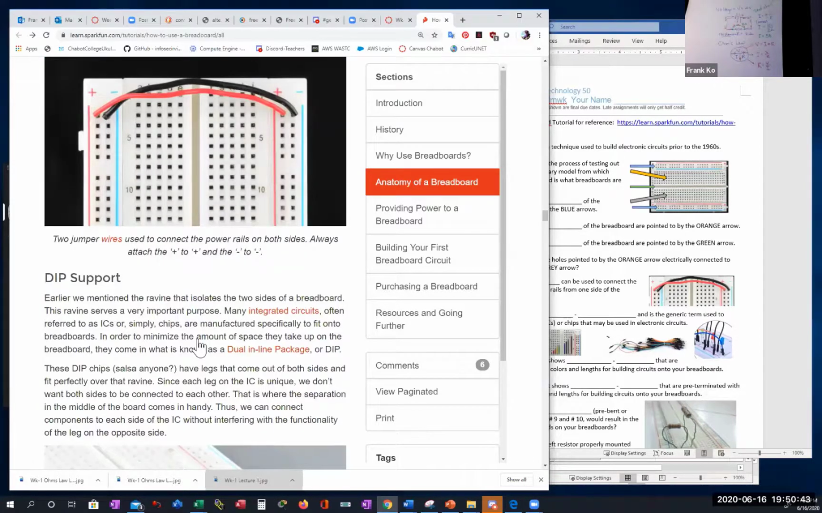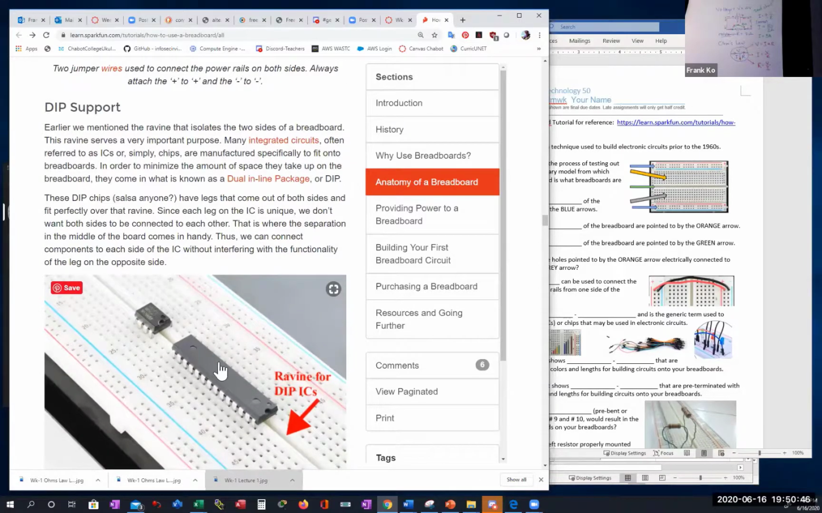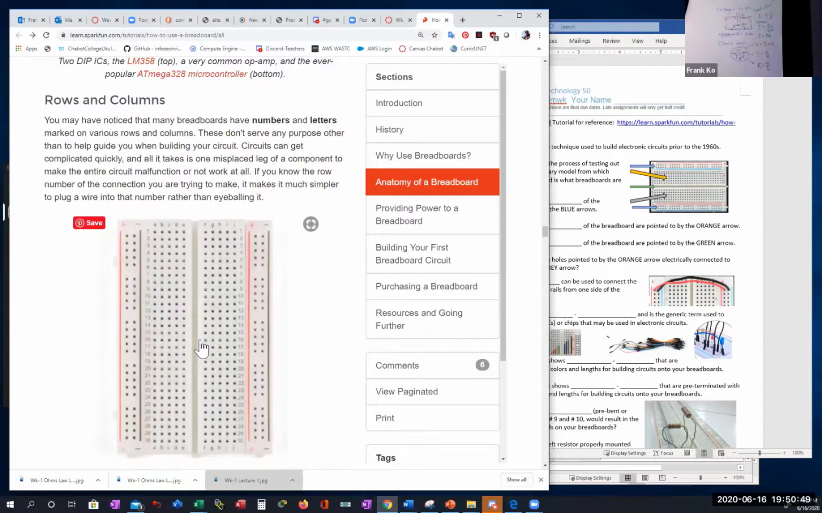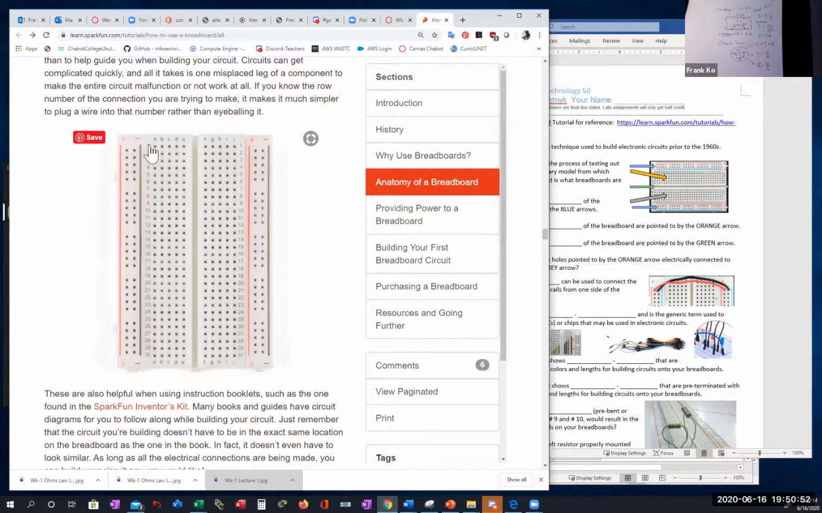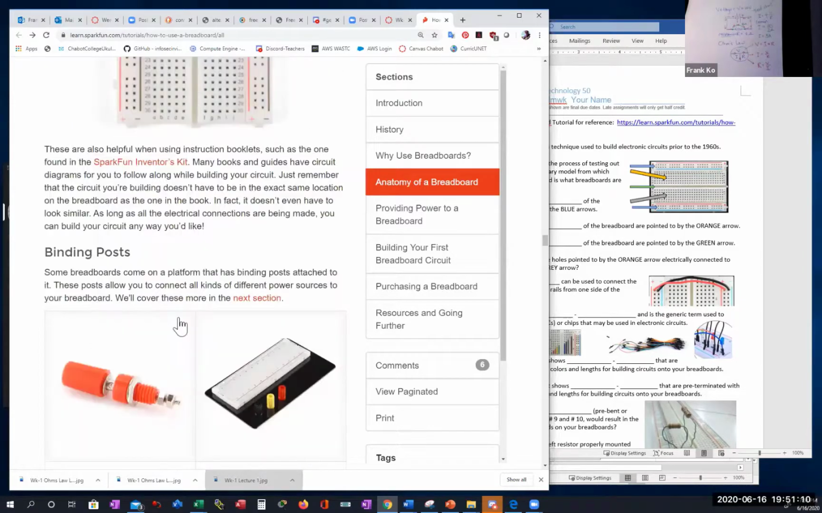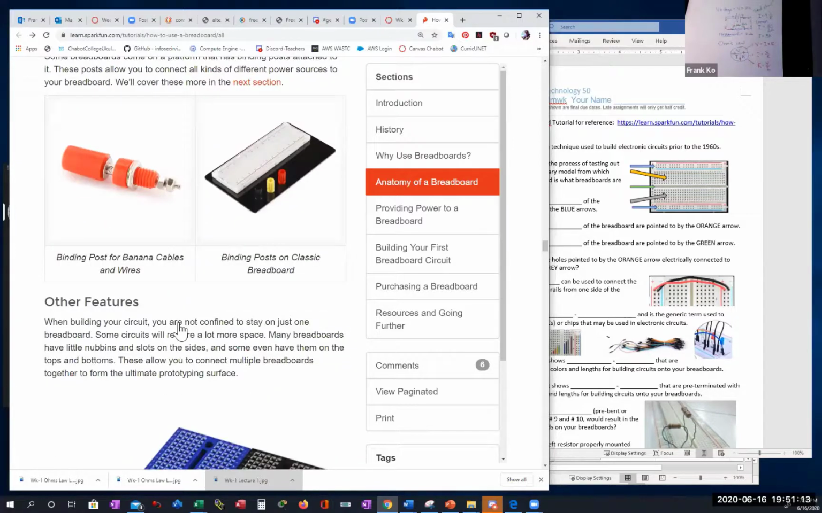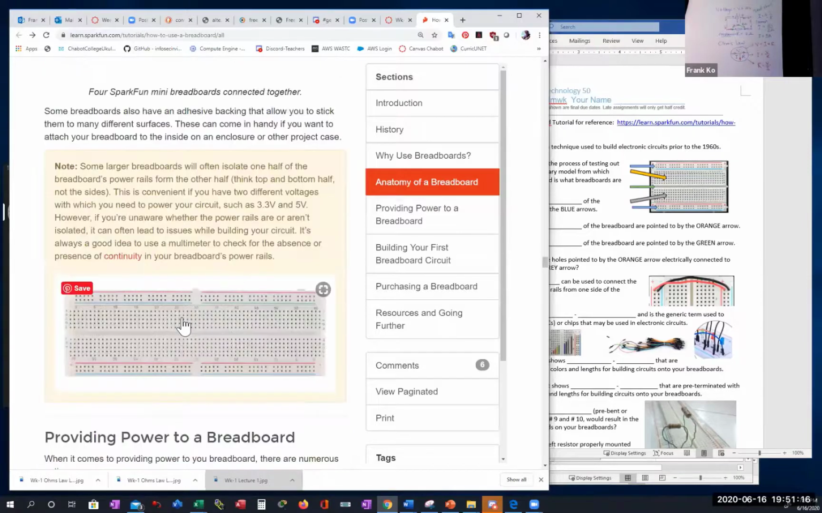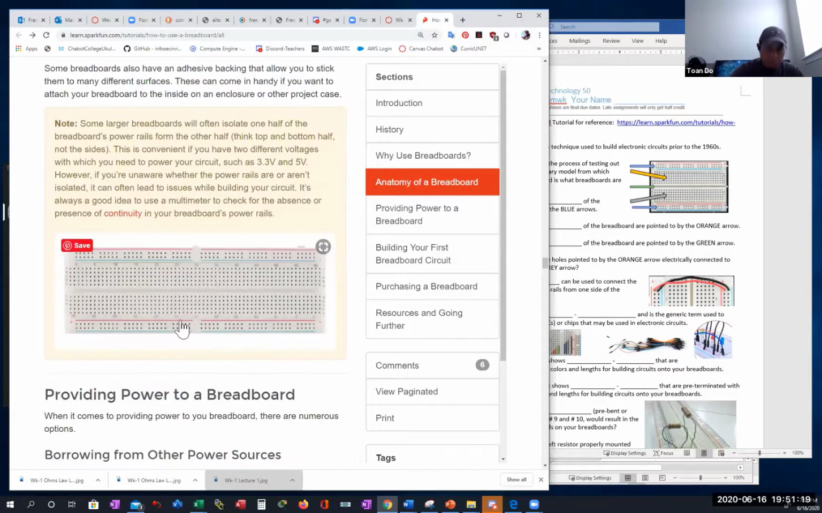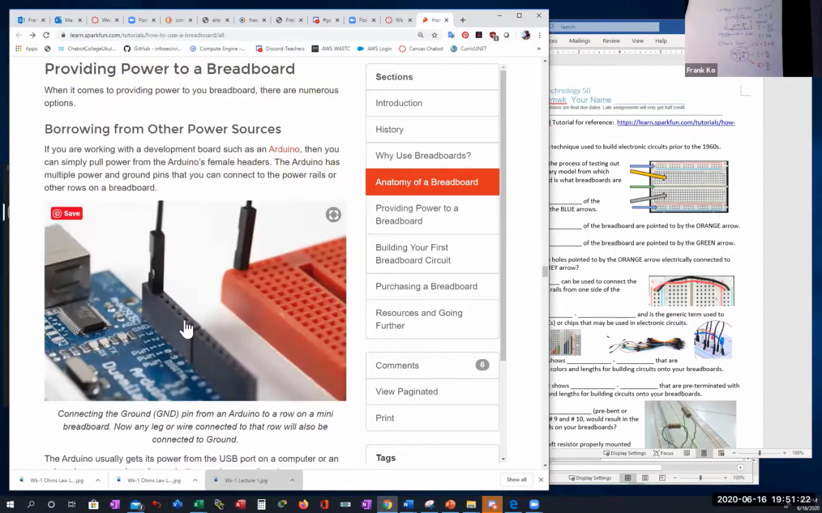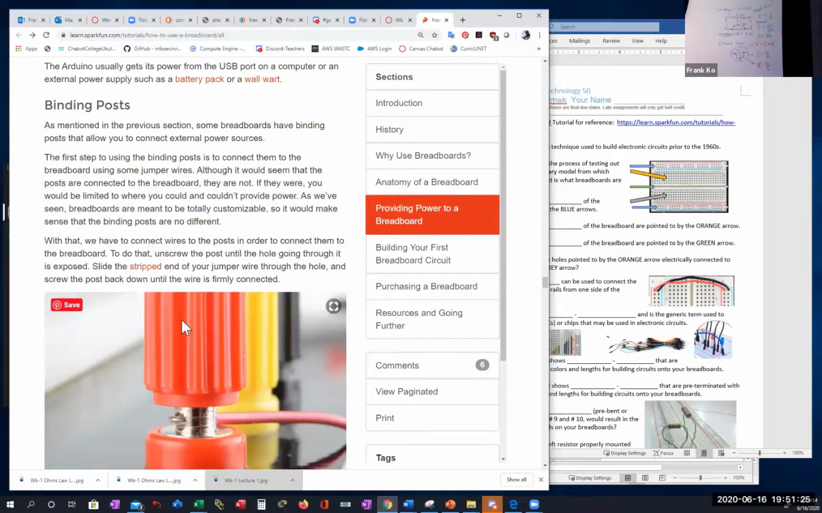And DIP support is done by the groove, that ravine for the chips. And then we have rows and columns, and most boards are numbered rows 1 through 30 and columns A, B, C, D, E, F, G, H, I, and J. So like bingo, there's numbers and markings on the board. So if you had to go to a very specific point, you could. Binding posts may occur on some boards. Some are mini boards, medium boards, and then long boards, and then much larger boards. Binding posts go to show one way of hooking up your wires.